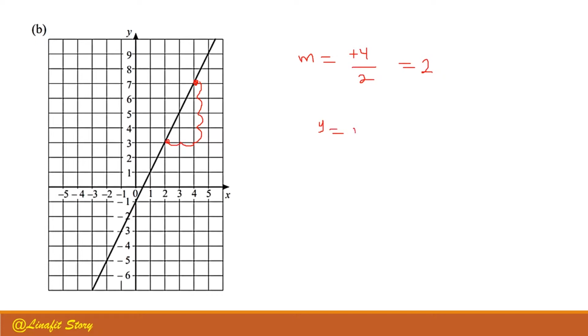Y is equal to mx plus c. The gradient is 2. So 2x plus c, where c is the y-intercept. Y-intercept is -1. So 2x plus -1. So y is equal to 2x minus 1.